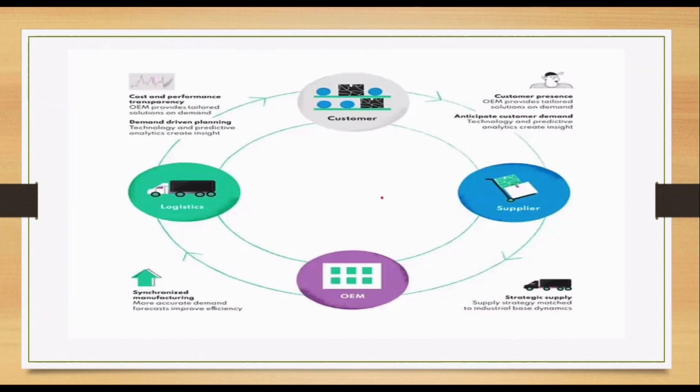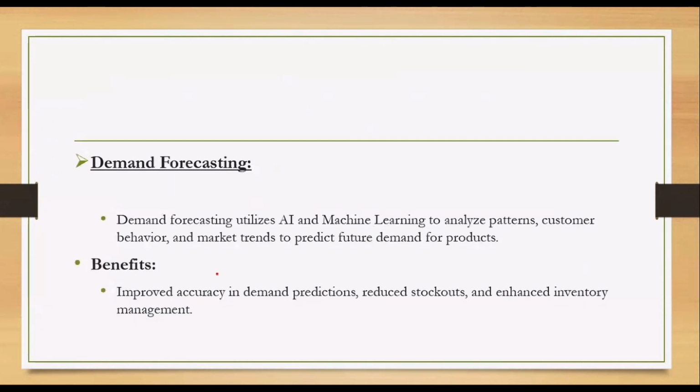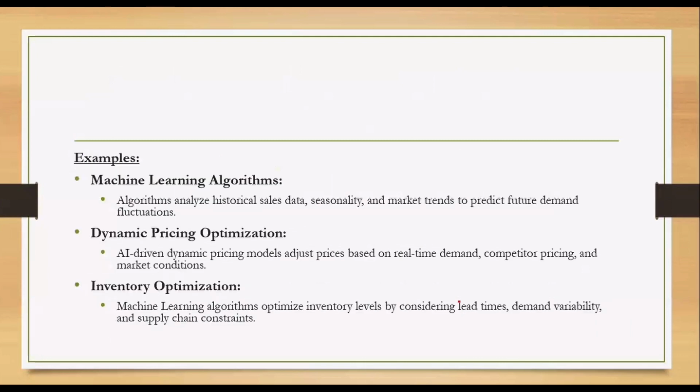Of course, this is another way of looking at the OEM, original equipment manufacturer, supply chain, and then demand forecasting. As I told you, improved accuracy in predictions and stock levels, and enhanced inventory management. If you see some examples, algorithms analyze historical sales data and the seasonality index, so what the season-wise analysis will be, and market trends, and also you can predict future demands using these algorithms. And dynamic pricing also.